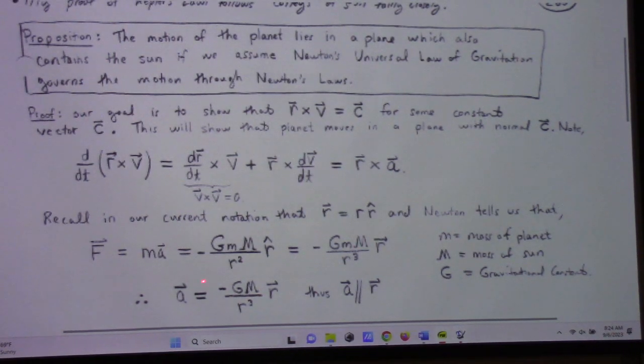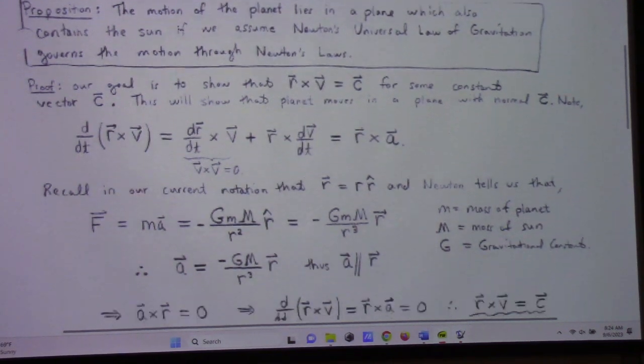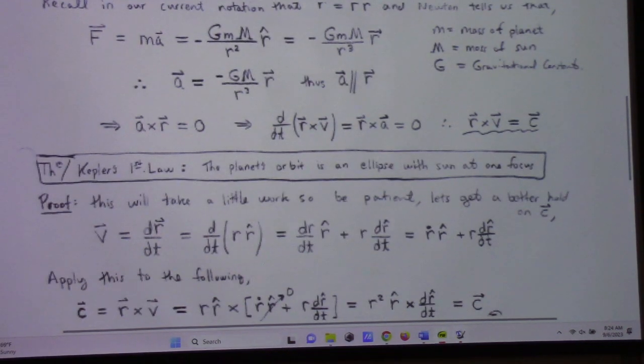So then, what that means is that the formula for acceleration is this. What happens when you plug that back up in here? Well, you've got a constant and then an r, so you're looking again at r cross r, which is 0. That means that this is a constant vector. So the radius cross the velocity is a constant vector. What does that mean? Well, I mean, it means that r cross v is equal to c for some constant, right?